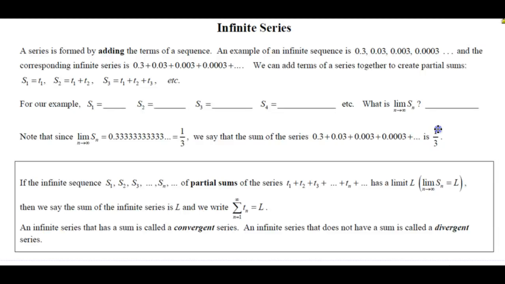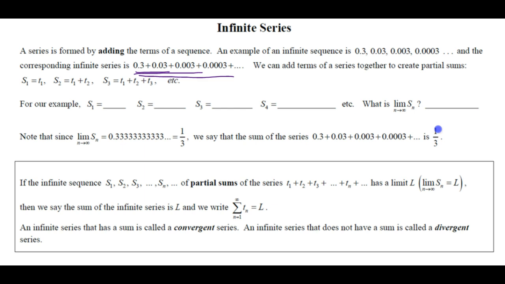A series is formed by adding the terms of a sequence. An example of an infinite sequence is term 1 is 0.3, term 2 is 0.03, and so on. The corresponding series S1 would be the sum of one term, and if you're listening to this, you can't see me covering up these terms here. S2 would be the sum of these two terms, S3, three terms, S4, and so on.